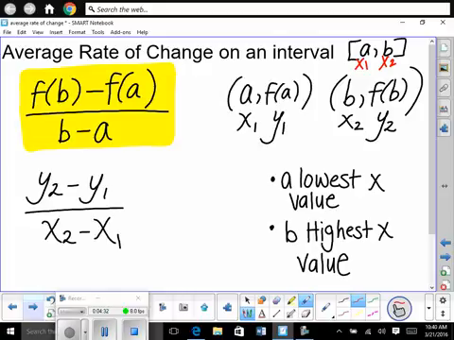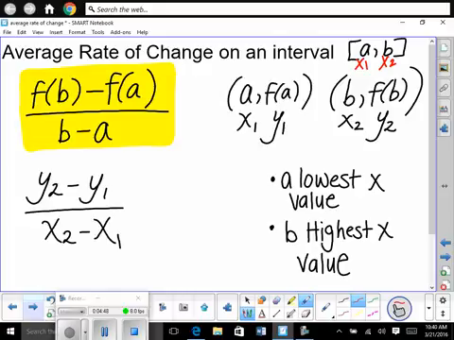F of b minus f of a. Isn't that the same thing as y2 minus y1? Yeah. Do you guys see what I'm saying? So it's very similar, it's just we don't call it a slope, because this may or may not be a slope. Slopes are only lines. Okay, but do you guys see how they relate?